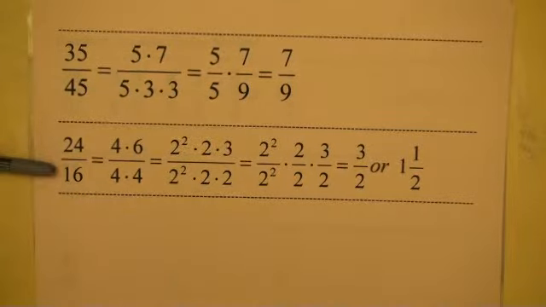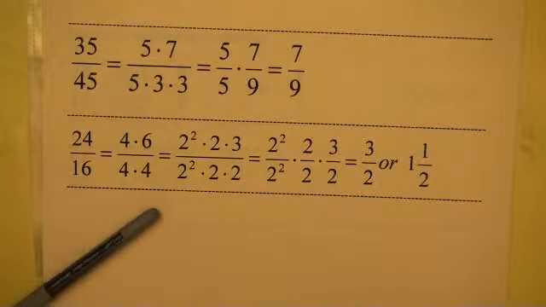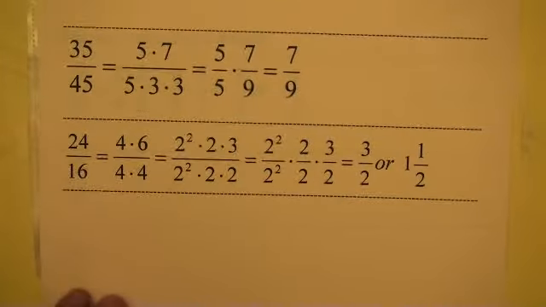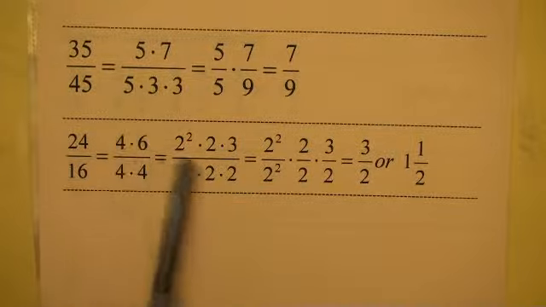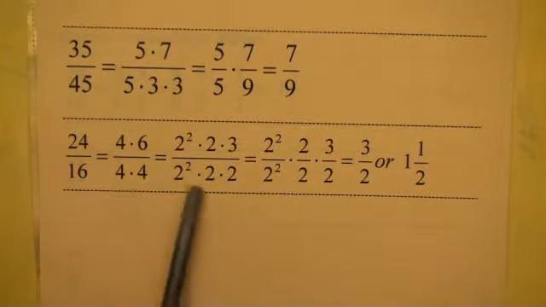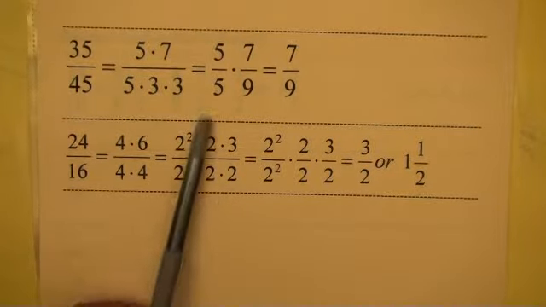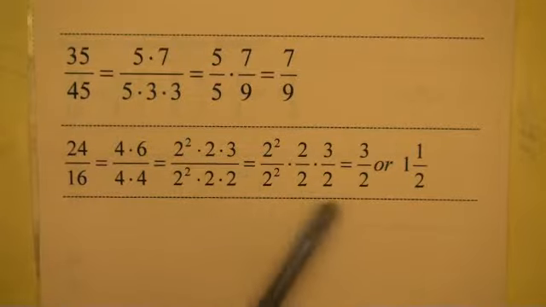24 over 16. You can rewrite the numerator as 4 times 6. Denominator is 4 times 4. Then we break down the 4's as 2 squared and 2 squared, or just rewrite it. It's not really a breakdown, just rewriting 4 as 2 squared. Then we can rewrite the 6 as 2 times 3, write the 4 as 2 times 2. I do that because they cancel. We're left with 3 over 2, which is 1 1/2.